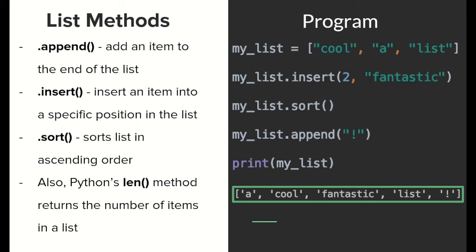Some of the methods that we have: you can append to a list, which adds an item to the end of a list. We can insert at any position into a list, and you can sort a list. Also, you can find the number of items in a list using len, and that will work on a list and a string as well.